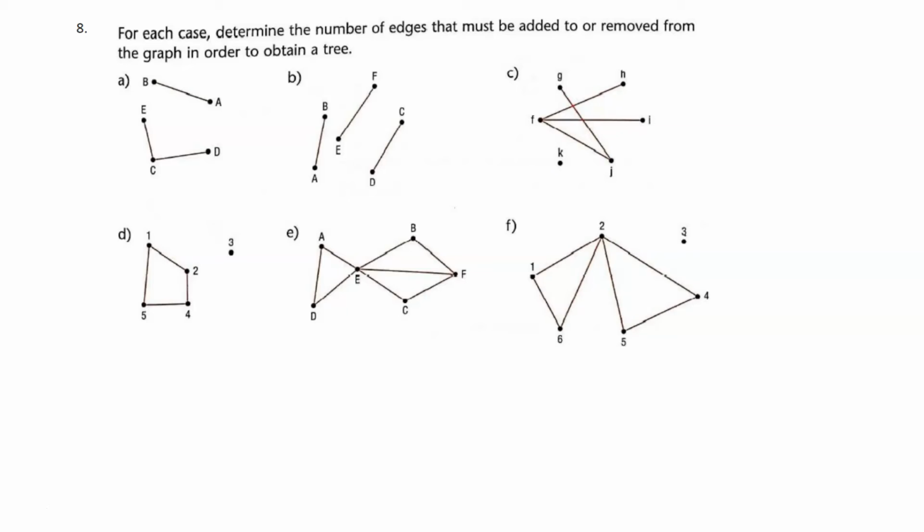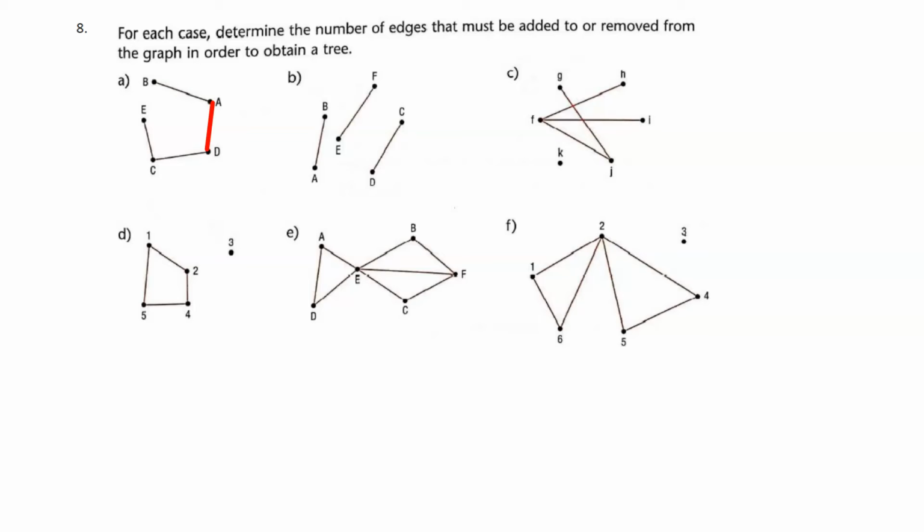For each of the graphs below, determine the number of edges that must be added to or removed from the graph in order to obtain a tree. Remember, the first requirement for a tree is that it be a connected graph. The second is that there are no circuits in the graph. Looking at graph A, we can see that we don't have a connected graph yet, so we're going to need to add in an edge to make it connected.